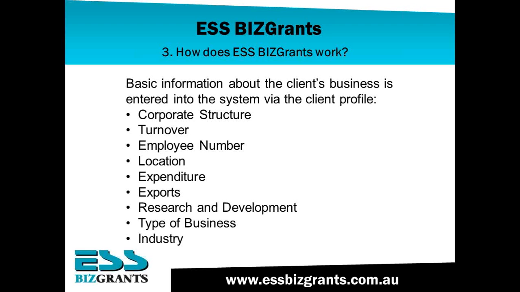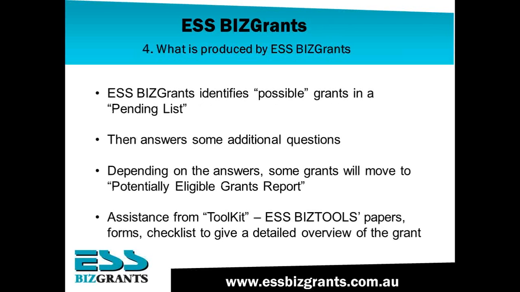There is then a need to identify the type of business and the industry that the business operates in, and we're using the Australian and New Zealand standard industrial classifications to do that, because that's what the government agencies have used in determining the grants in the first place. So the system will then produce what we call a pending list, which is the possible list of grants.